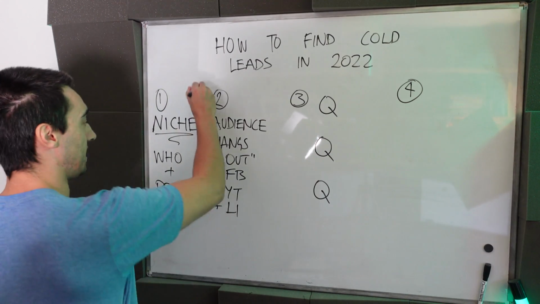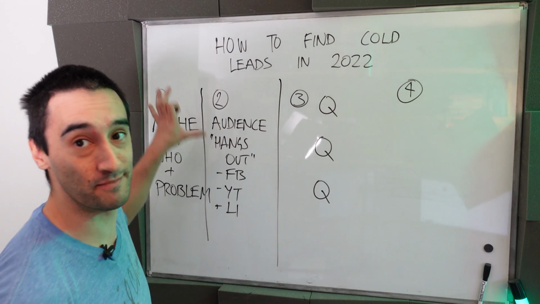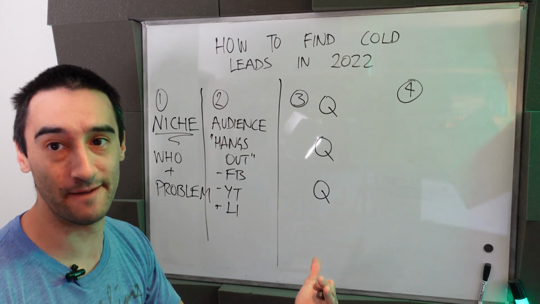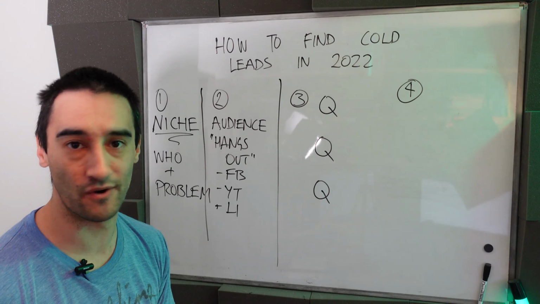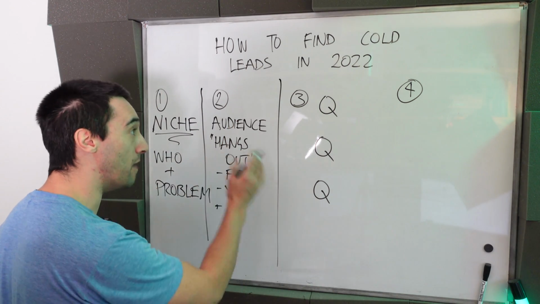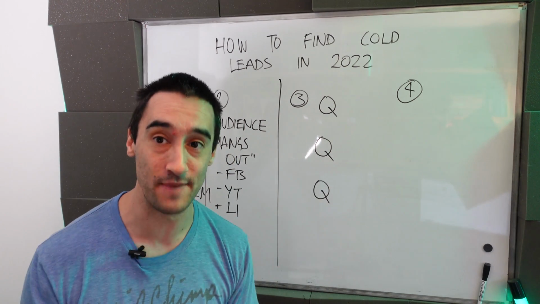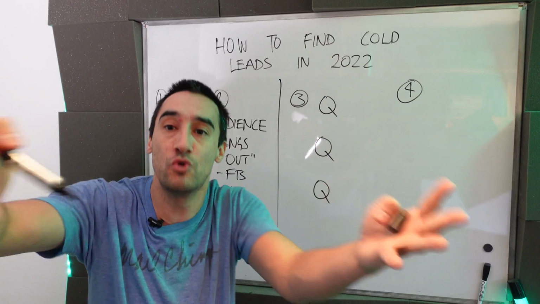This part here takes the most amount of time, right? The niche part will probably take the most amount of time because you'll overthink it. My advice is just pick something, right? You can always change it later, but pick something. This part here is where most of your time should be spent. I spend the majority of my time now researching where you guys hang out.